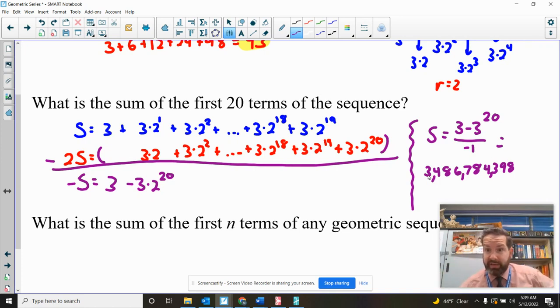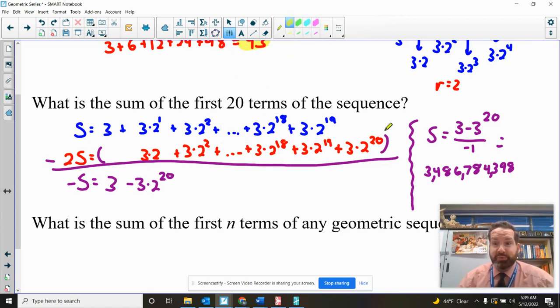So what are we at here? 3,486,784,398. I don't know about you, but I think I would much rather use a shortcut like this than actually listing out those 20 or maybe 40 or 50 or 100 terms each time and trying to figure out what they are and add them all together individually. So it looks like a shortcut can exist.